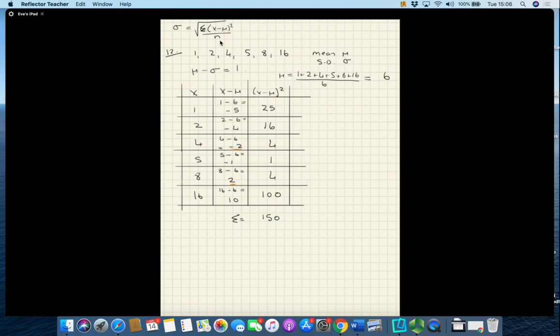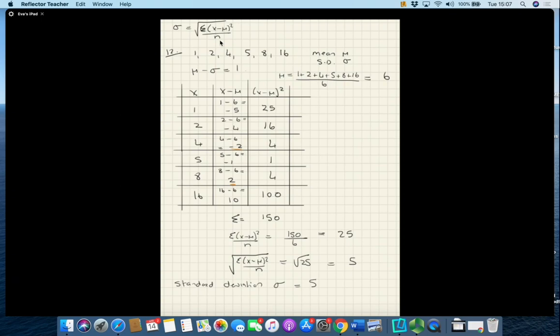My next bit is I need to divide it by n. So it's 150 divided by n, which is the number of numbers, which is 6. And I've got 25 for that. And then the last job is to square root it. Square root of 25, which is 5. So you have worked out that your standard deviation sigma is 5.